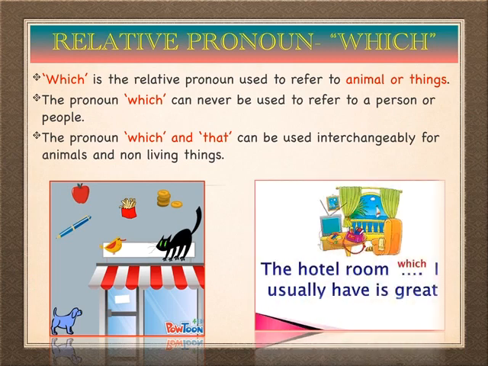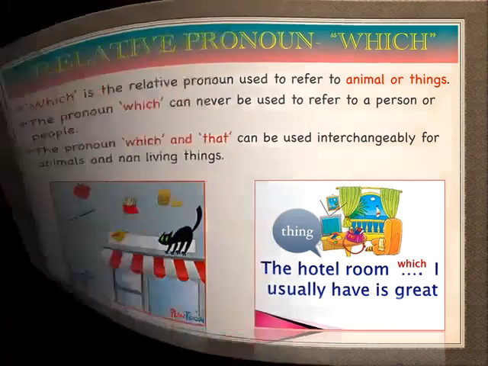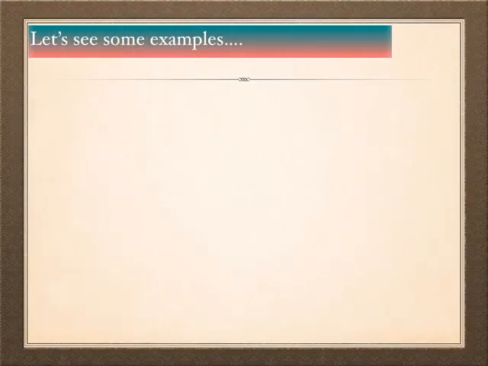Let's see one example. The hotel room which I usually have is great. So here the relative pronoun which is placed before the noun hotel room, and hotel room is a thing, or you can say it's a non-living thing, and so the relative pronoun which is used with the noun which is a non-living thing. Let's see some more examples.